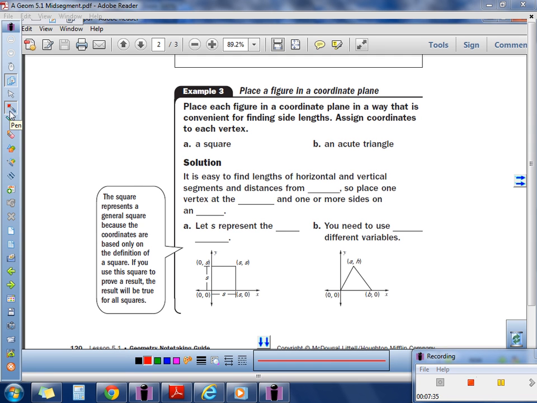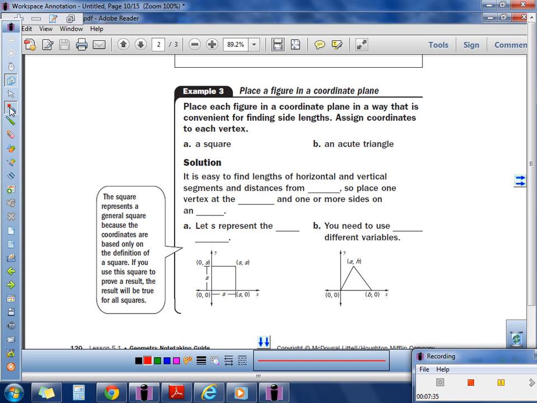always make sure that your shape is placed with at least one side running along an axis. Whenever you have a shape like a square, you can put two sides running along your axes. This one, since it's not a right angle anywhere, you can only have one side running along the axis. Why do you think we do that? Say it again. It's easier. What's easier? It's easier to count.